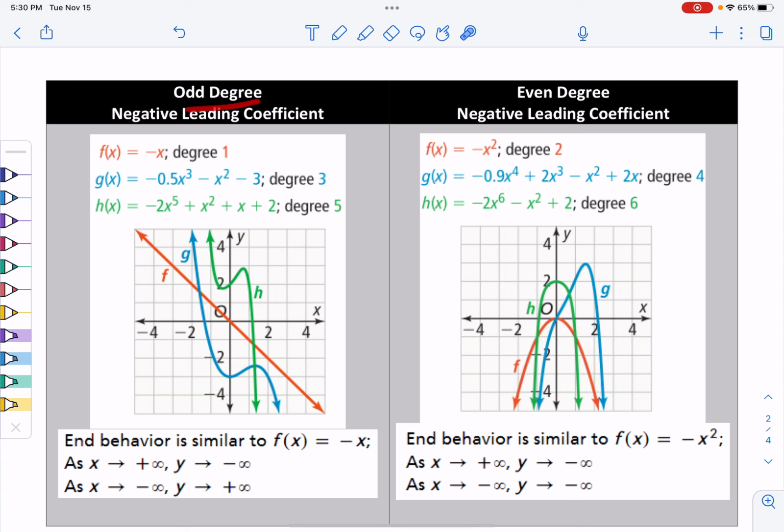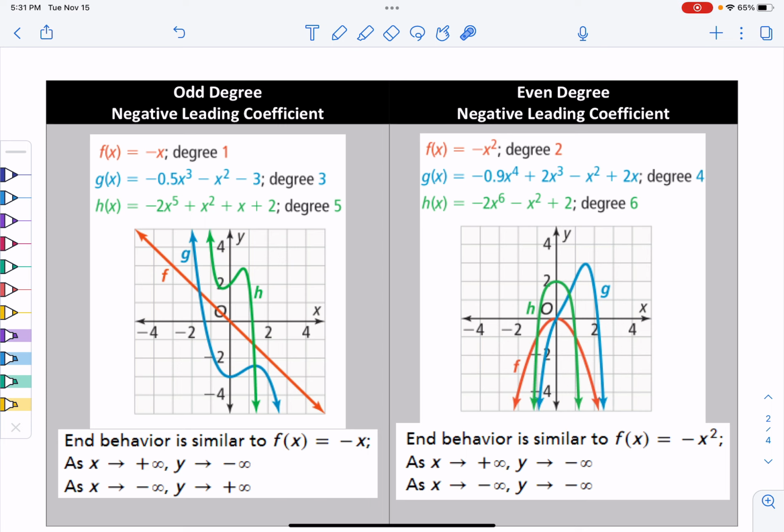So, for an odd degree function with a negative leading coefficient, as x approaches positive infinity, y is going to negative infinity. So all of these functions, the linear function, is going down as we move to the right. h is going down as we move to the right. The blue one, g, is going down as we move to the right. As we go to the left, as x goes to negative infinity, y is going to positive infinity. That means as we move to the left, f of x is going up. As we move to the left, g of x is going up. And as we move to the left, h of x is going up. All right.